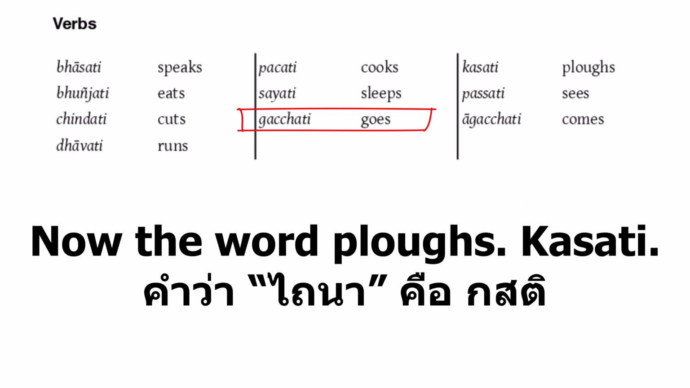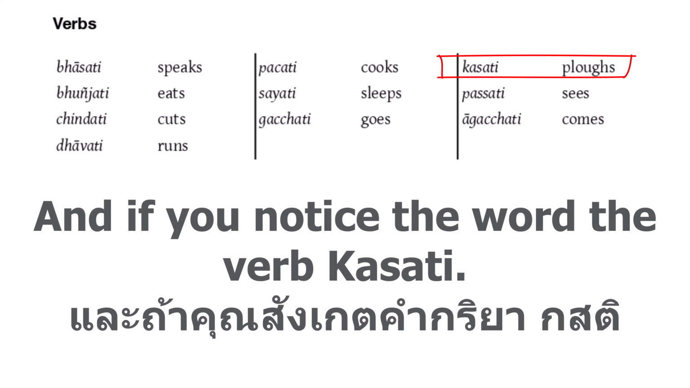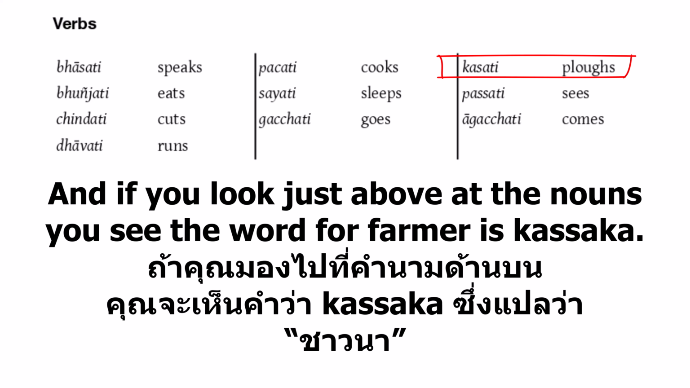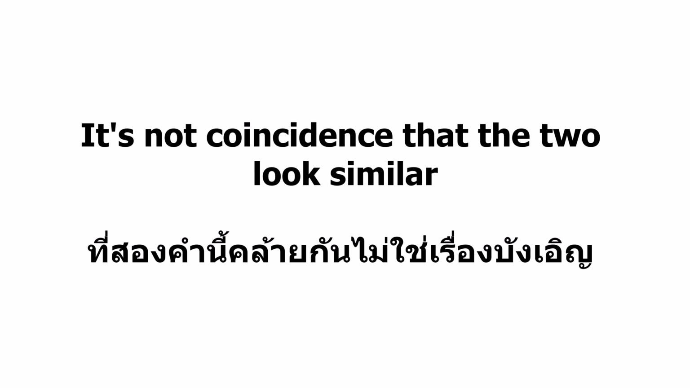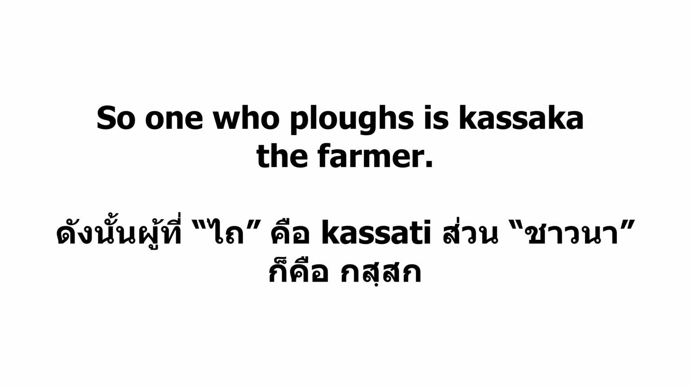Okay, now the word plows, kasati. If you notice the verb kasati, and look just above at the nouns, you see the word for farmer is kasaka. It's not coincidence that the two look similar, because the word that we translate as farmer would have originally come from the idea of one who plows the ground. So one who plows is kasaka, the farmer.